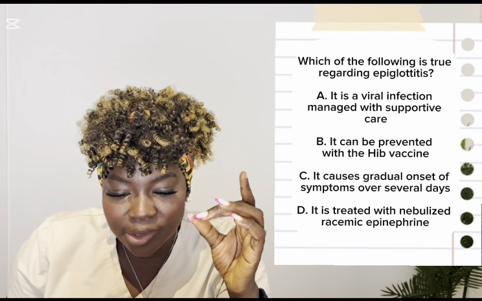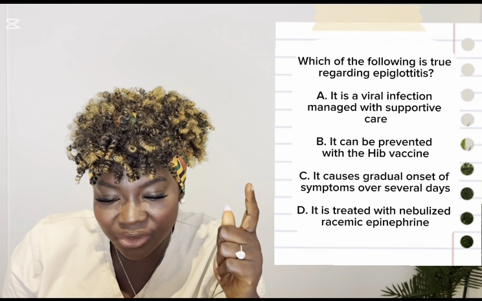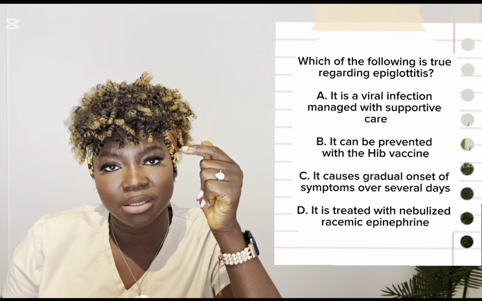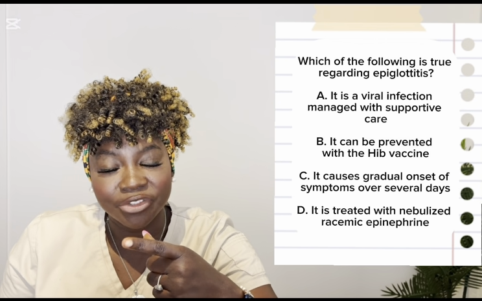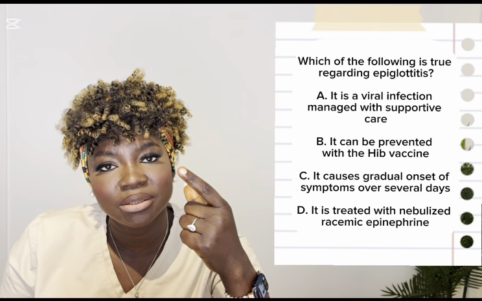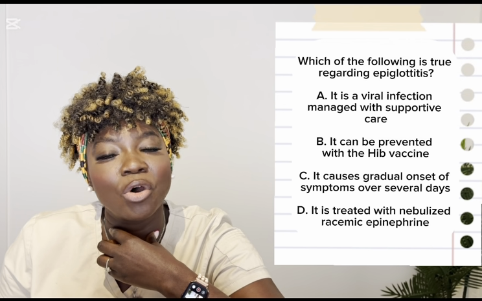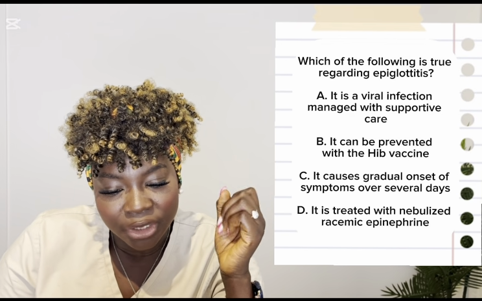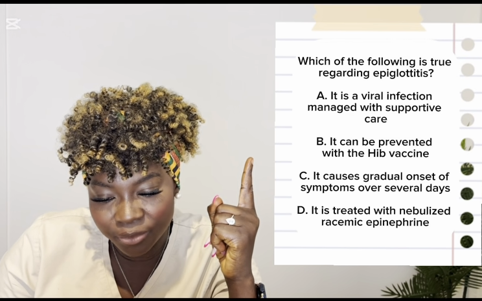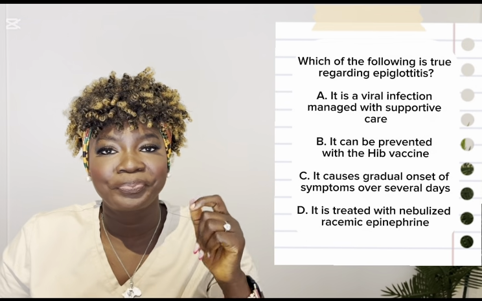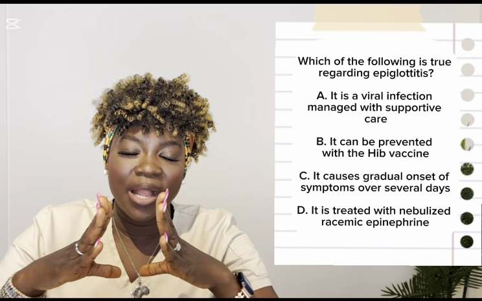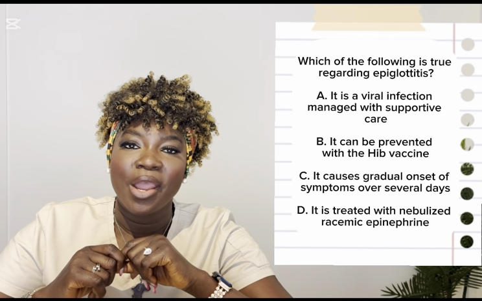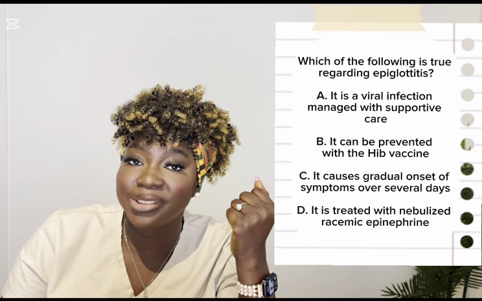Now, it causes gradual onset of symptoms over several days. No, the onset is abrupt and severe. Drooling, tripod positioning, muffled voice, sore throat. It's severe and sudden. Now the last one, it is treated with nebulized racemic epinephrine. No, what is treated with nebulized racemic epinephrine is croup and not epiglottitis.